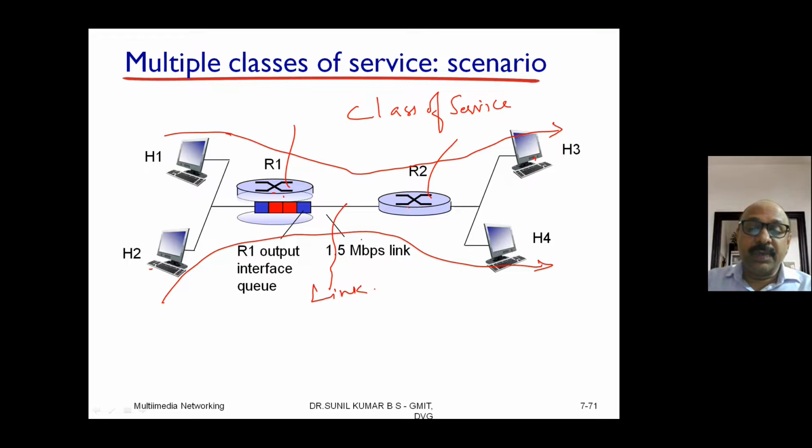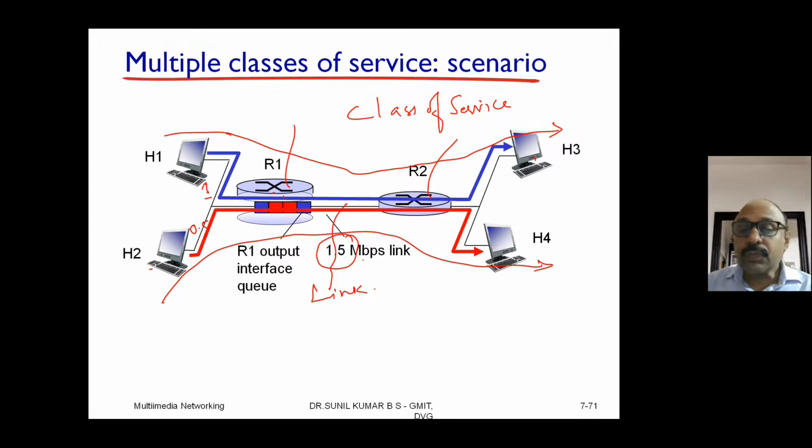Here the expected link capacity is 1.5 Mbps. So whatever H1 and H2 use, it all should be less than 1.5 Mbps. Suppose H1 is using 1 Mbps and H2 uses 0.5 Mbps, so that the total capacity does not exceed 1.5 Mbps.